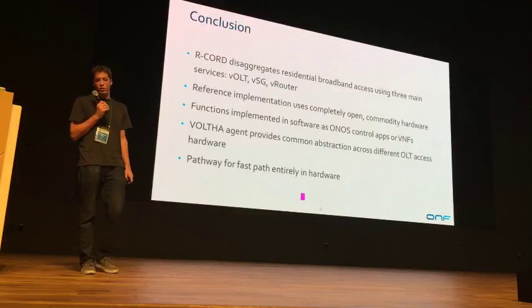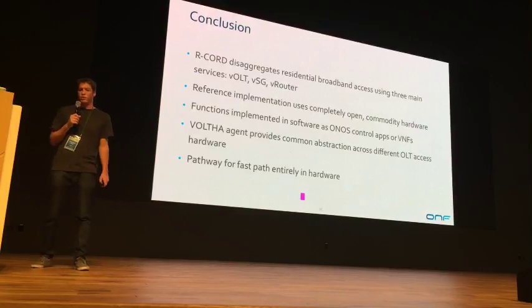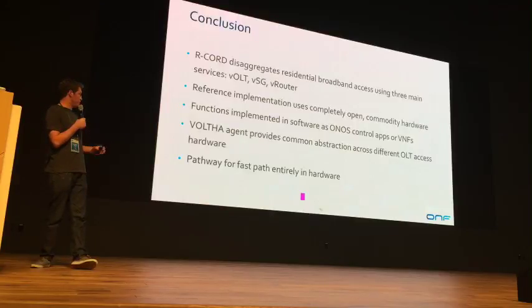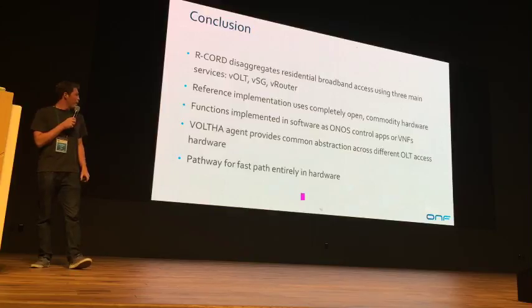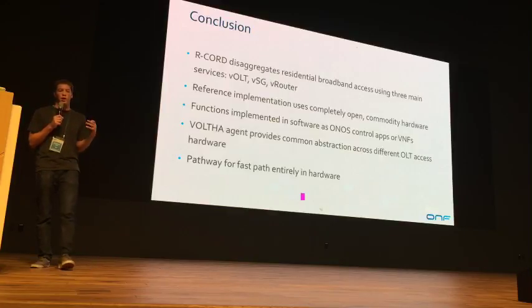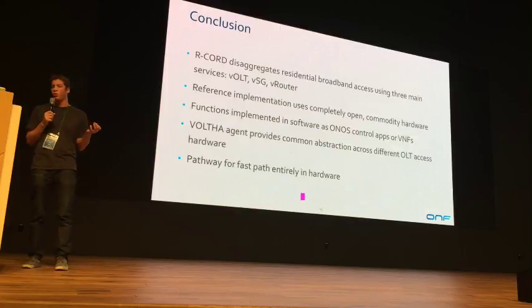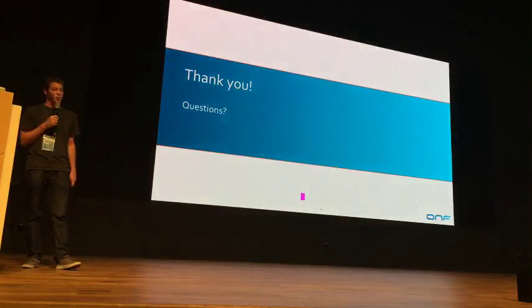Right, so in conclusion, R-CORD is disaggregating the residential broadband access. We have three main services, which are VOLT, VSG, and vRouter. The reference implementation that we have uses completely open commodity hardware, and the functions are pulled out and implemented as ONOS control applications or as VNFs. Right, and that's all I have.